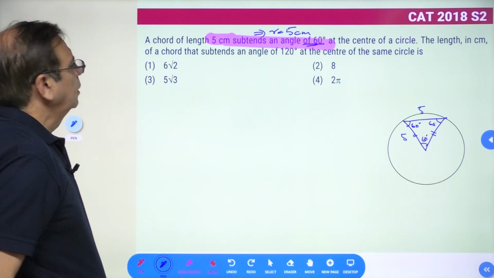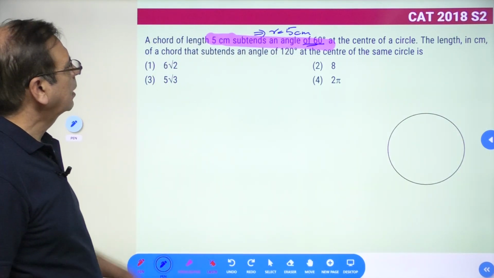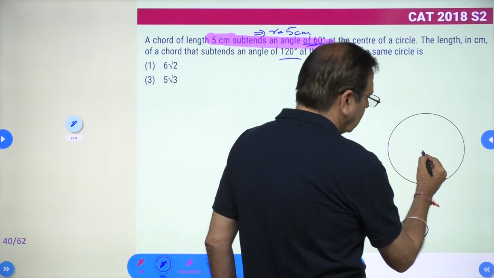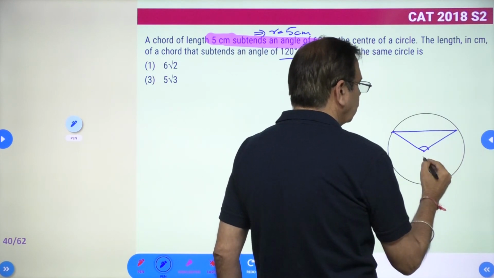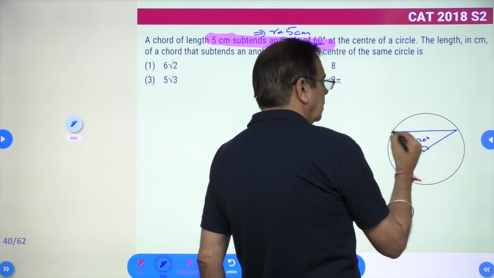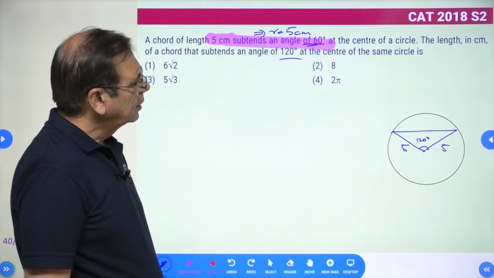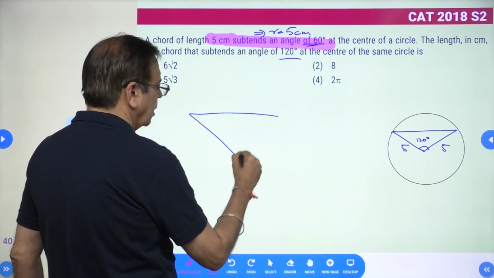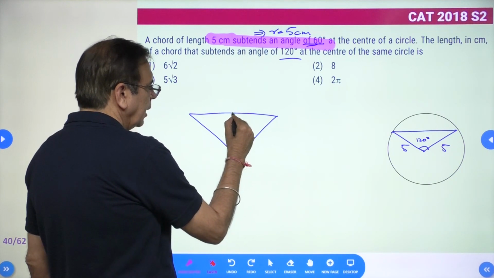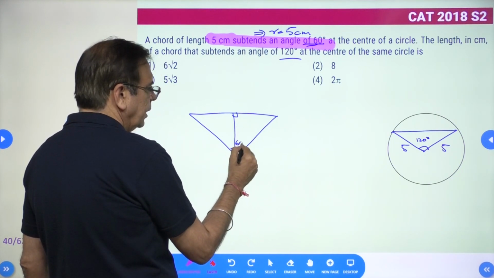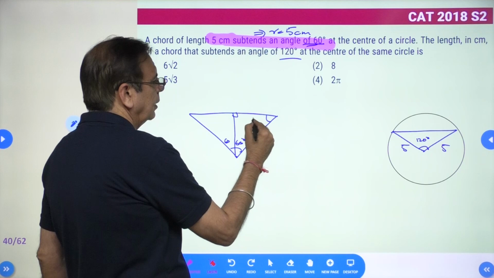Okay. Now that we know the radius of the circle is 5 centimeters, what do we need to find? The length of the chord that subtends an angle of 120 degrees at the center of the same circle. So this is the center. This is 120 degrees. Right? So this side is 5, this side is 5. Now, if I have this in front of me, this angle is 120 degrees. If I draw a perpendicular from here, this will be 60 degrees. And the radius is 5, this angle is 30 degrees.